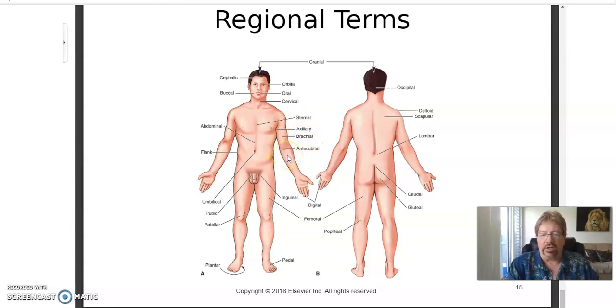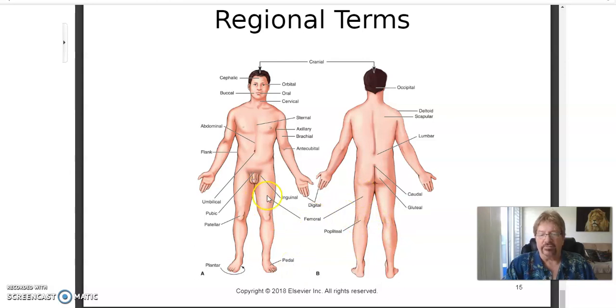Now, I know I'm going kind of fast here, but you can go back over these. The belly button is the umbilical area. Or some of these doctors are really cool. We'll call it the umbilicus. The pubic area is the pubic area. The knee is the patella, or patellar area. Around the groin area is called the inguinal. The bottom of the foot is the plantar surface. The top of the foot is the pedal surface. Back of the knee is popliteal.